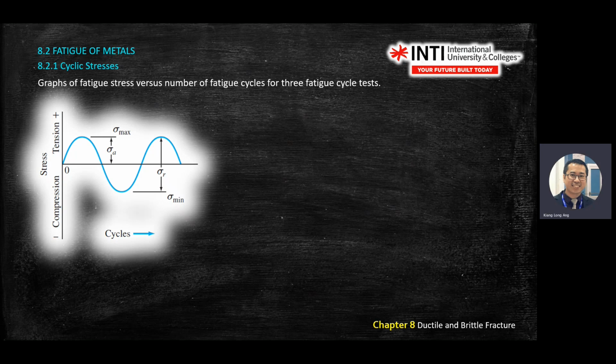Then we start to look at cyclic stresses. On the graph here, on the y-axis is your stress. When your stress is positive, it means it is having a tensile loading. Tensile means you're pulling at both ends. If you have a negative stress, it's the opposite direction, so it will be compressive stress. Below 0 is negative, above 0 is positive. On the x-axis normally is the time, the number of cycles. So stress will go up and down, up and down.